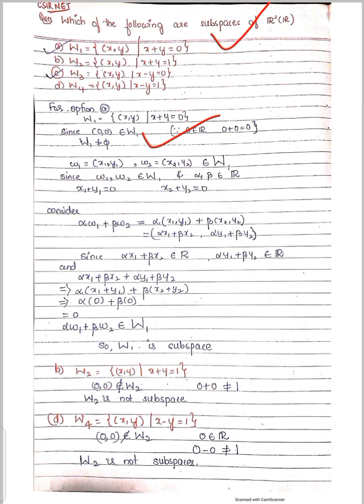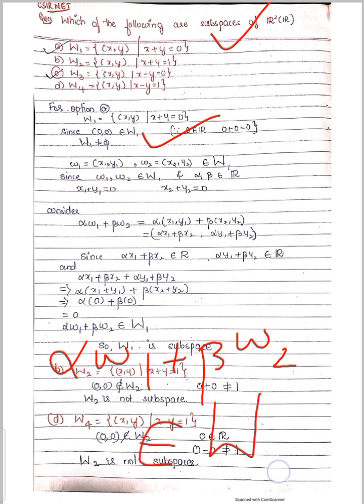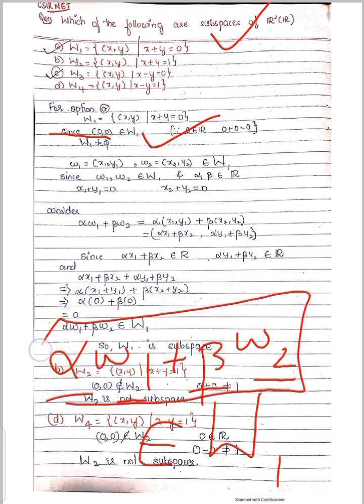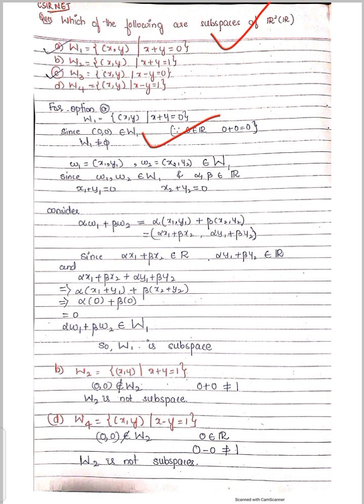Now, what the one-step rule says is that if you are able to show that alpha into W1 plus beta into W2 is an element of W1, then we can say that W1 is a subspace. So, what is alpha? Alpha is a scalar quantity, beta is also a scalar quantity, and W1 and W2 are the vectors of the given subspace W1. Now I have to prove this is an element of W1, so we have to consider alpha into W1 plus beta into W2.